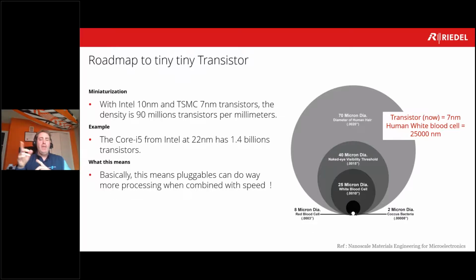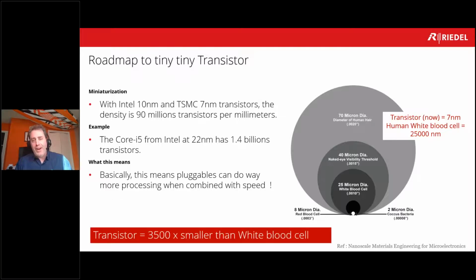So let me go over some notes there. First of all, the white blood cell that we have is 25,000 nanometers, so 25 microns. You say, okay, it's cool. A transistor is 7 nanometers now. So it's 3,500 times more dense than a white blood cell, and I'm like, oh my god, I can put a lot in. It's like I put 3,500 in a row, which is kind of mind blowing.